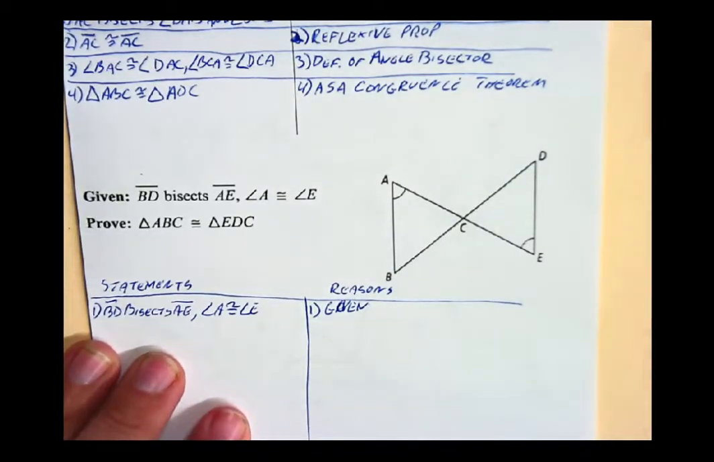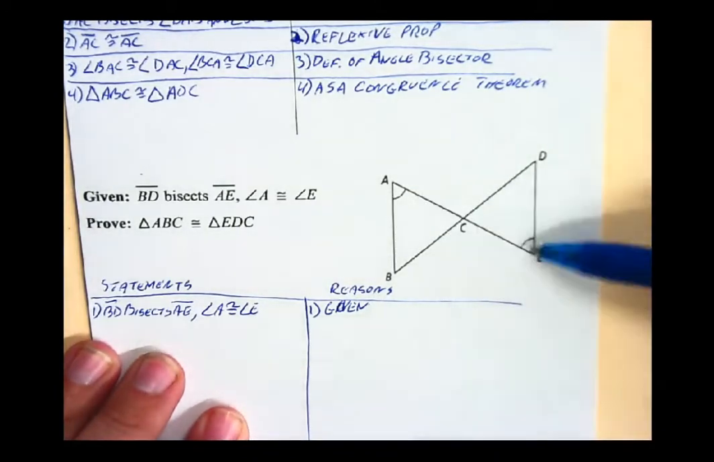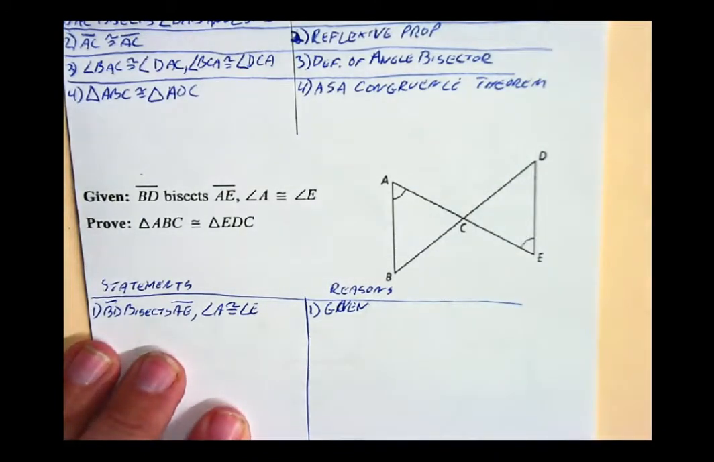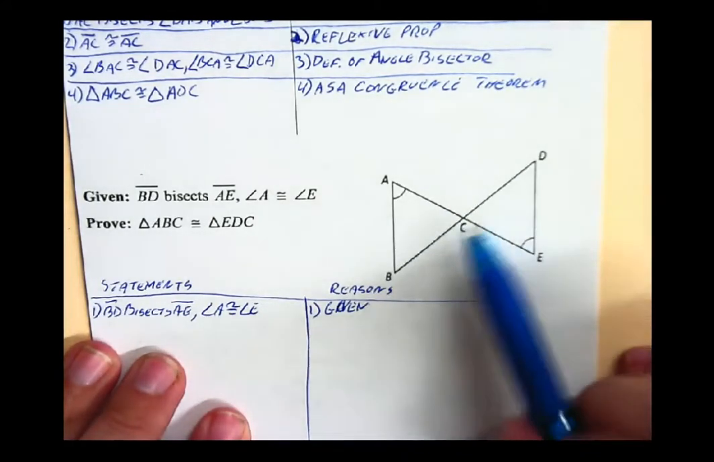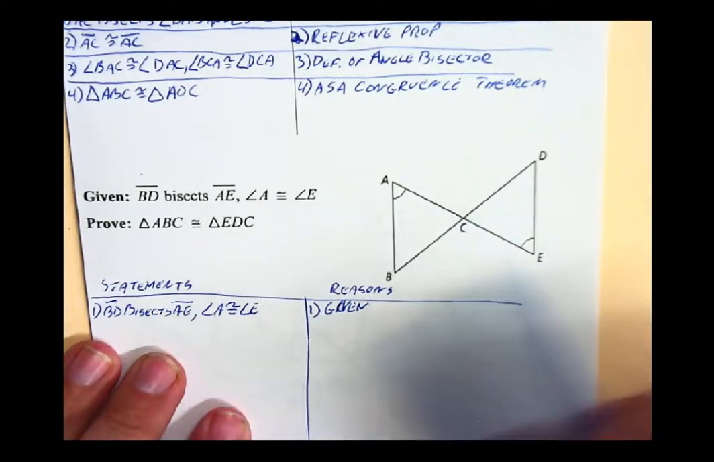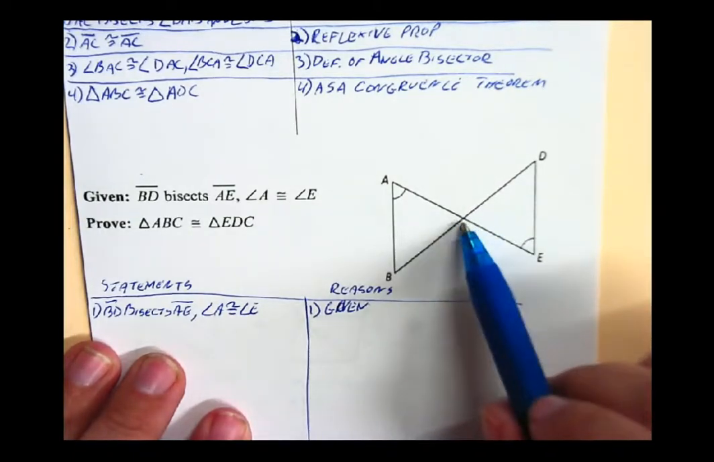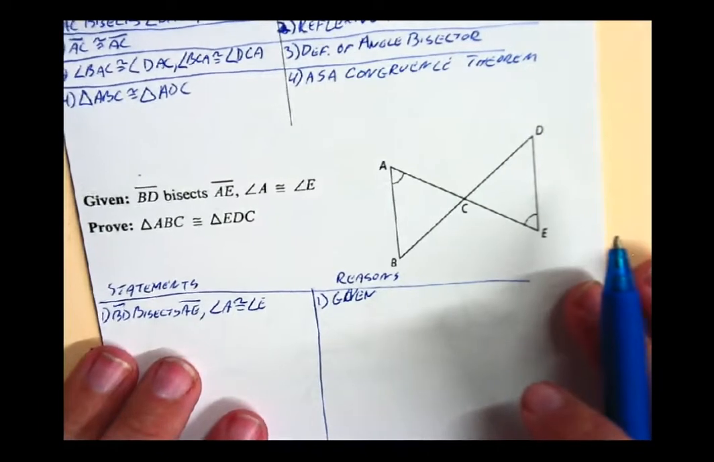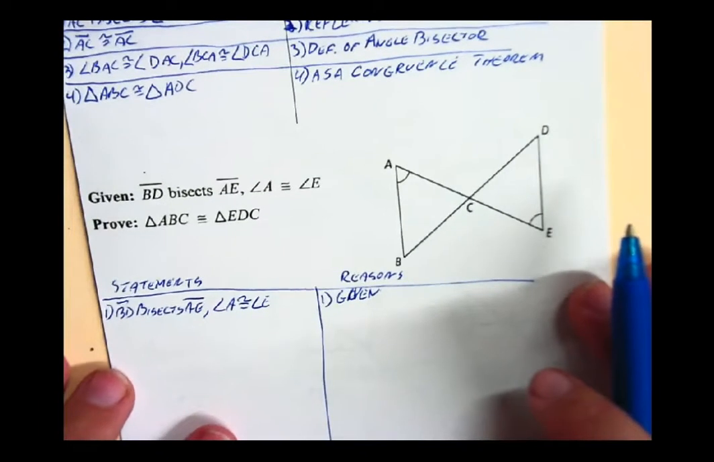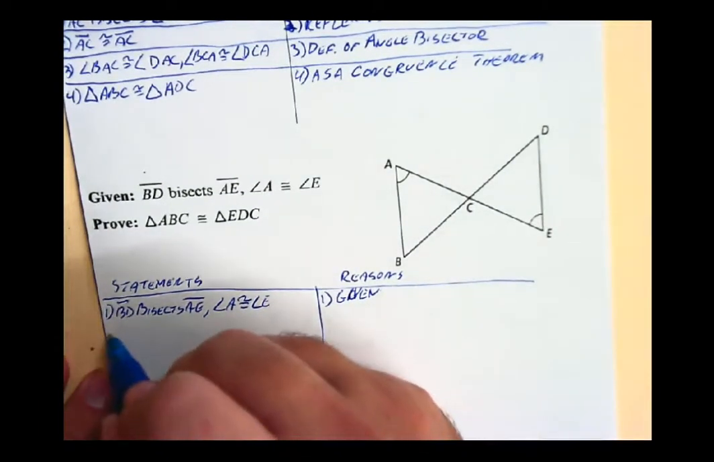So I need three congruent things, right? So far I have one. Okay. What else can I get just by looking at the picture? I can get an angle right there. I got vertical angles just like we had on the previous one. So we've got vertical angles right there. So that gives me another thing that's congruent. So that'll work. I can go ahead and put that down.